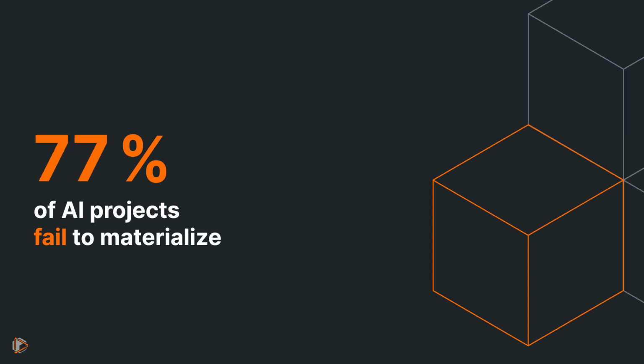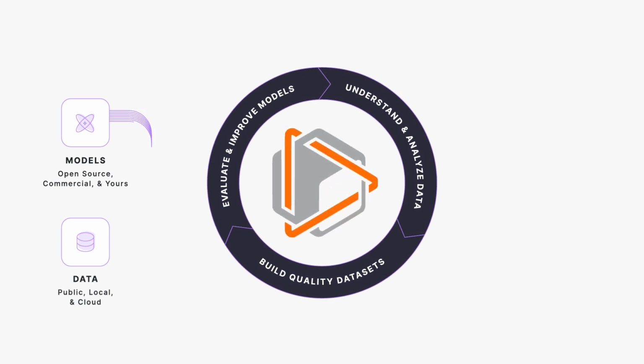The reality is that a large percentage of AI projects fail to materialize. And the biggest villain behind this is bad data. Bad data can make the difference between successful AI projects or projects stuck in development spiral. Thankfully, FiftyOne has a solution for that.